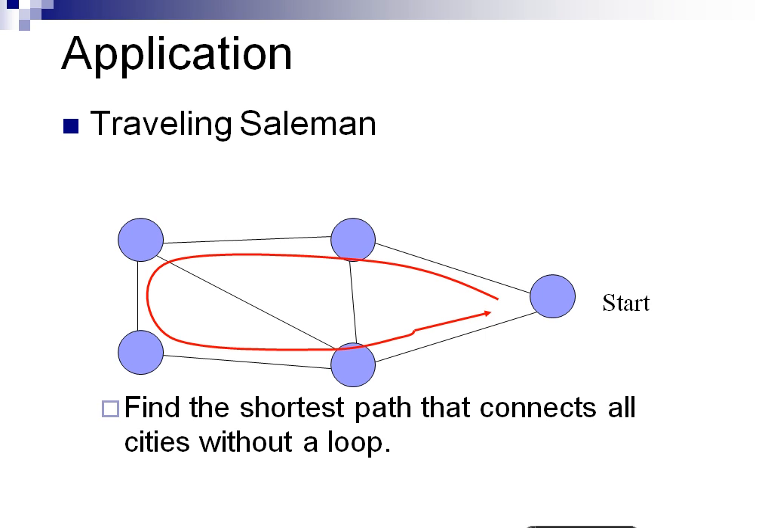With the application of graphs, we can consider the traveling salesman problem. Here we begin with a node, that is the starting node, and we traverse some intermediate nodes, finding the shortest path that collects all cities without a loop here.